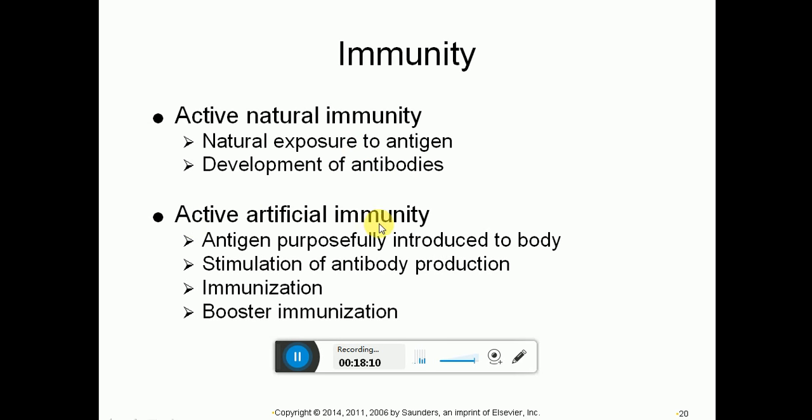Active artificial immunity happens with shots. So I did not get the antigen from nature, from the environment. It was artificially introduced into my body. So this is our active artificial immunity. Immunizations and boosters are examples of this type.